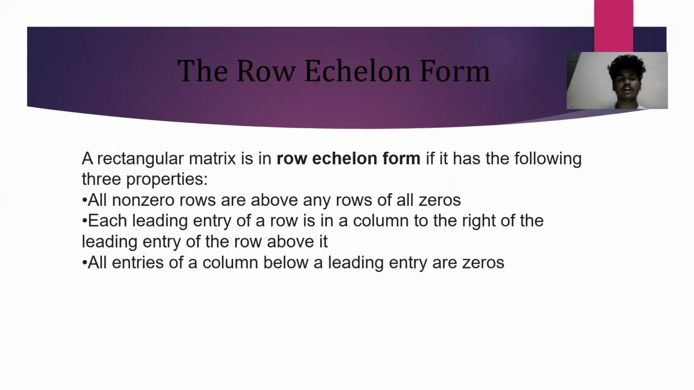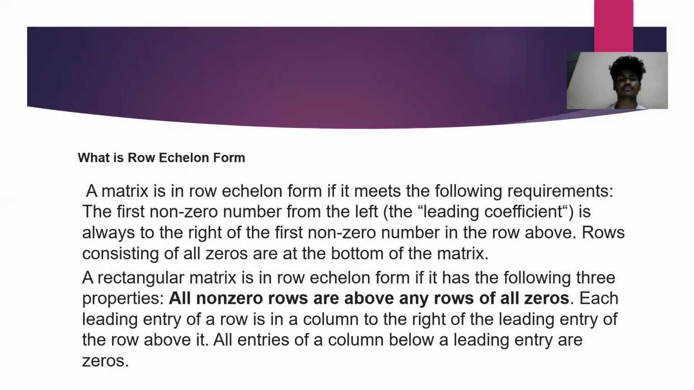The row echelon form. A triangular matrix is in row echelon form. It has the following three properties. All non-zero rows are above rows of all zeros. Each leading entry of a row is in a column to the right of the leading entry of the row above it. And the third one is all entries in the column below a leading entry are zeros.